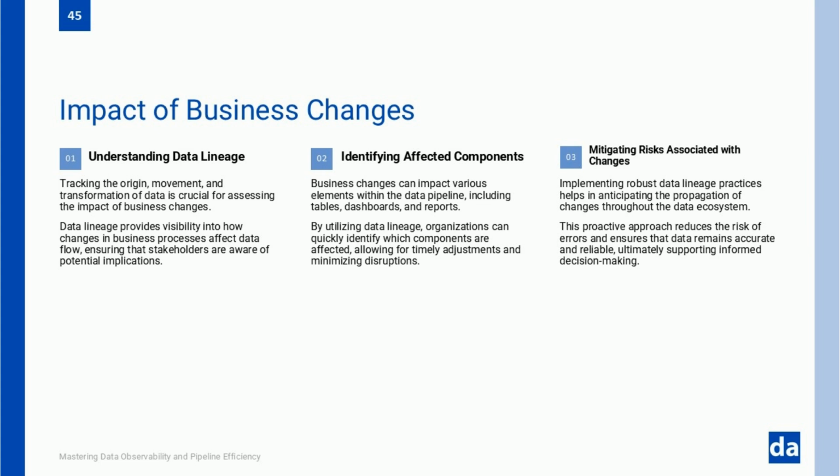Robust lineage practices not only trace impacts, but also proactively manage risks. Key benefits: reduces the chances of errors caused by unnoticed dependencies, maintains data integrity and reliability. Think of it like this: changes can be disruptive, like rearranging furniture in a busy office. Lineage acts as the floor plan, helping you rearrange thoughtfully without tripping over chairs.